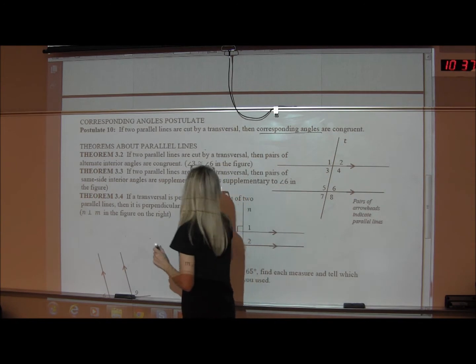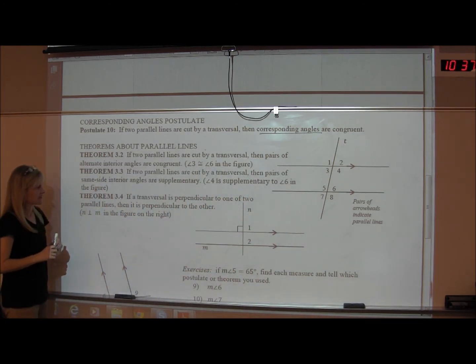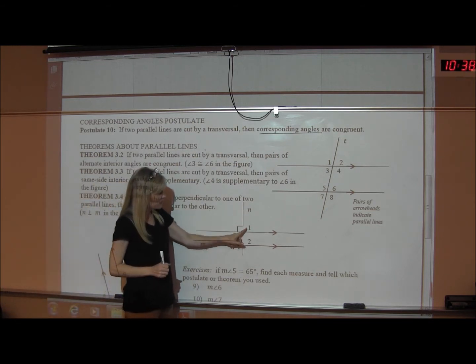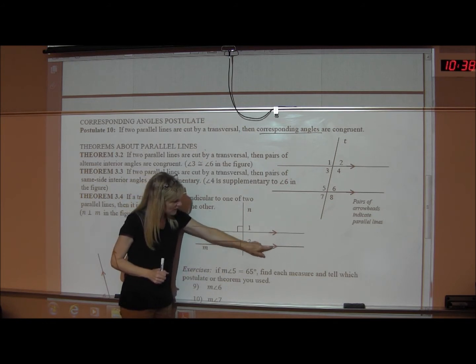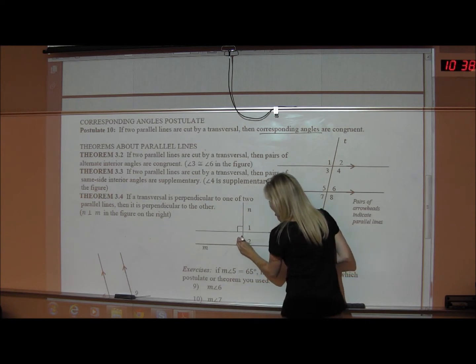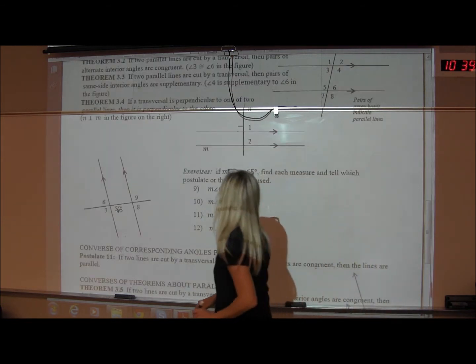Now, if a transversal is perpendicular, that's this picture down here, to one of two parallel lines, then it's perpendicular to the other. So in here, n is perpendicular to 1 because we have our box. But we know these two are parallel because of our markings, so then we know that n must be perpendicular to line M.